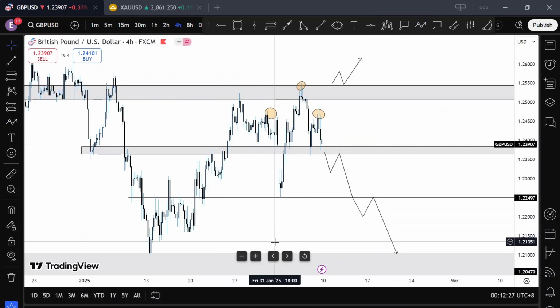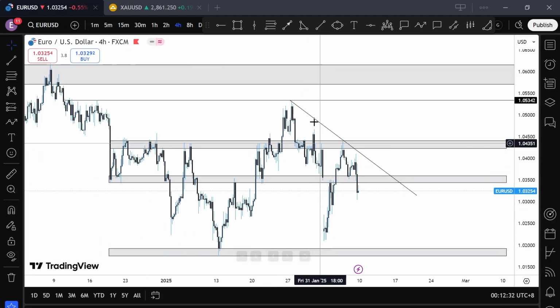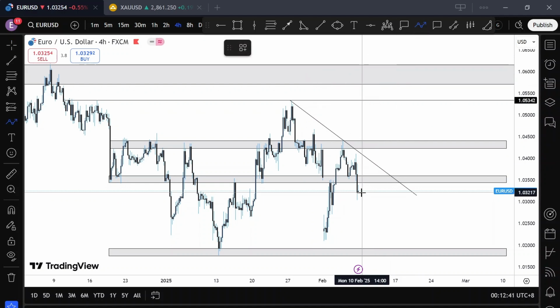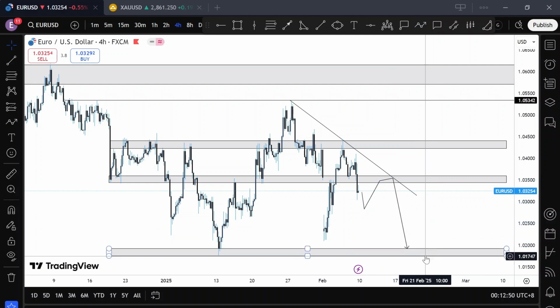Okay, now for euro USD, it's quite similar. We've seen a downtrend and we'll have a confluence here with the downward trend line. My anticipation is for price to continue to the downside, or we could get a pullback to this region, probably to touch this trend line one more time, and we can see price continue to the downside.